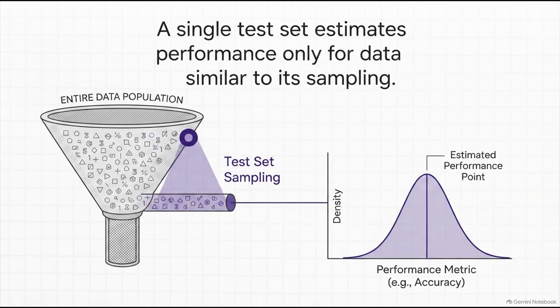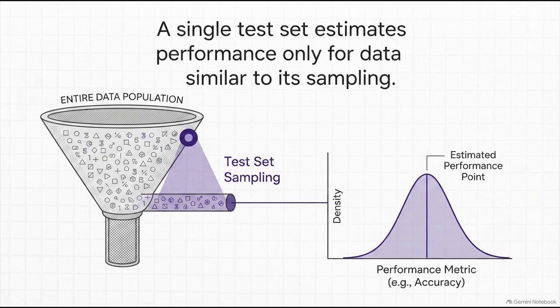Even with a flawless, time-based split, there's a systemic limitation we have to acknowledge. A single test set estimates performance only for data that is remarkably similar to its original sampling process. Furthermore, a test set is fragile. It can become contaminated through repeated use. Think about it. If you evaluate your model, don't like the score, and then go back to tweak the model based on that specific test performance, your test set has secretly just become a validation set. You've leaked the data yourself.